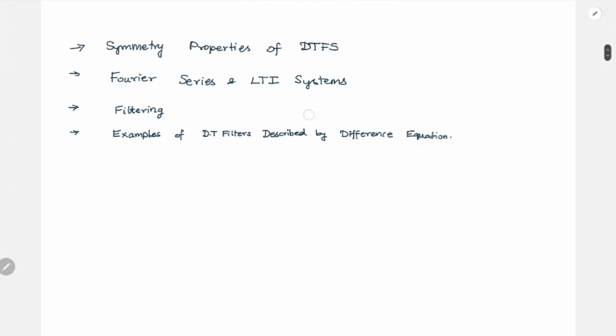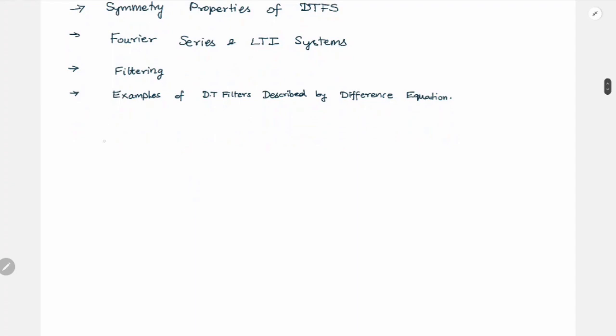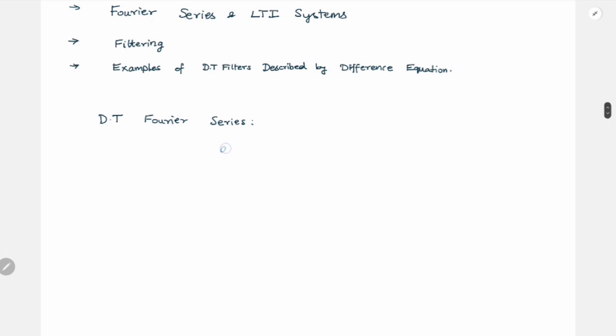So let's get started. In the previous lecture, we saw the discrete time Fourier series. We had two equations. First let us look at the analysis equation where we find a_k from x[n]: summation n equal to N over N of x[n] e^(-jk(2π/N)n). This is the analysis equation.